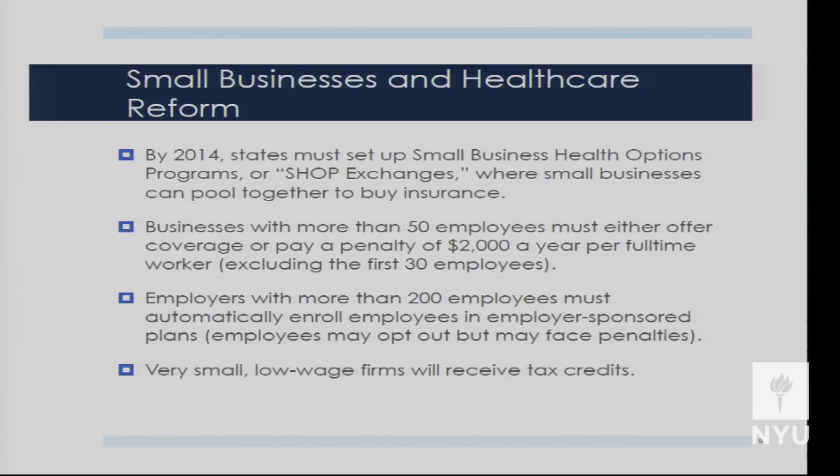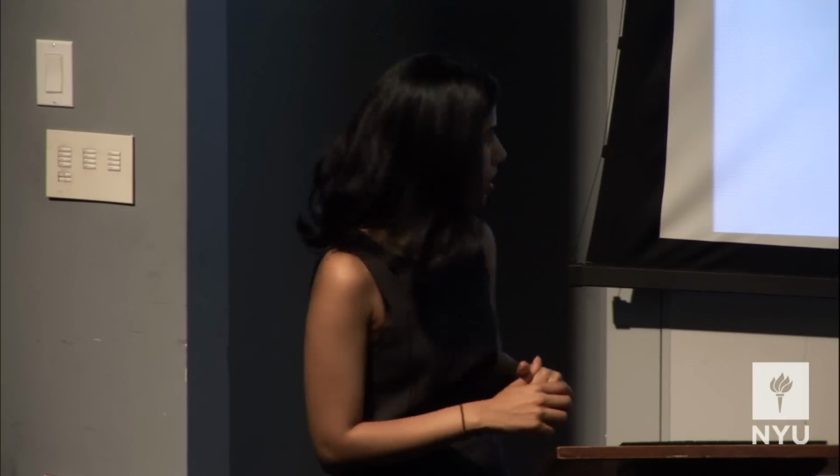Employers with more than 200 employees must, in fact, default people into health insurance. Those employees can then opt out of health insurance, but they must be defaulted into the health insurance program. And if the employee chooses to opt out of the health insurance program at a large firm, he or she must then pay an individual penalty. This is the piece that we call the individual mandate, right? Because you either participate in your firm's big health insurance program, or you pay a penalty.